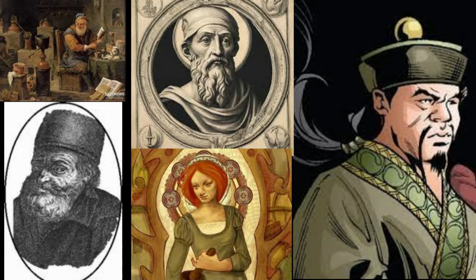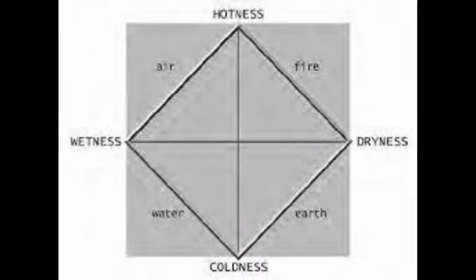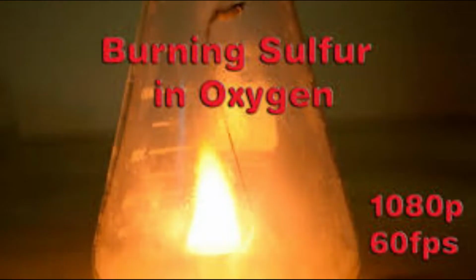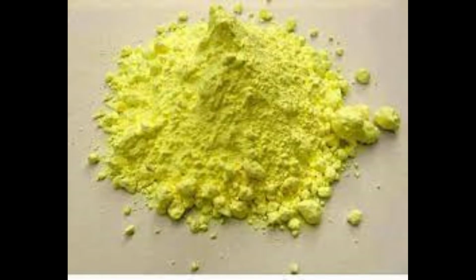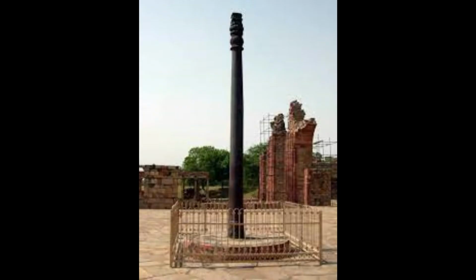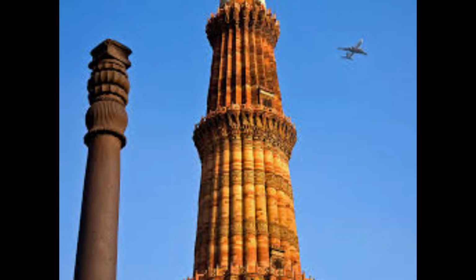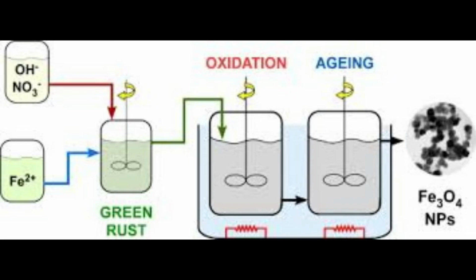Alchemists believed everything in the world was made up of four elements: air, earth, fire, and water. For example, sulfur in the Earth's crust burns with oxygen of air to form a new substance, i.e. sulfur dioxide. The iron pillar near the Qutub Minar in New Delhi was made around 400 BC by the iron workers in India. They had developed a process which prevented wrought iron from rusting.